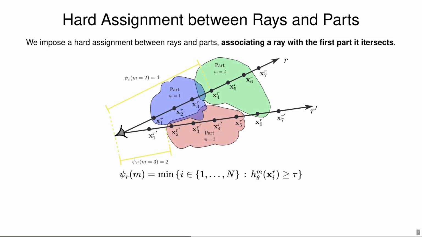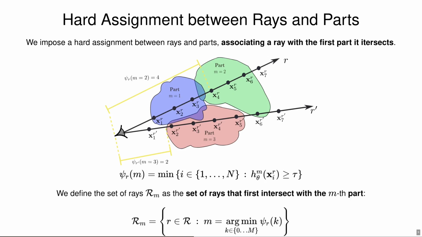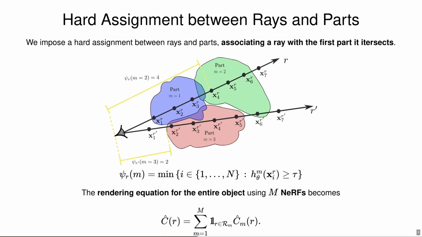In order to achieve this, for each ray we retrieve the index of the first point that lies inside each part using the function psi. Then, we define the associated rays to the mth part as the rays that first intersect with that part. The rendering equation for the entire object becomes a function of the hard assignment, as the color for a ray r is only rendered using the associated part occupancy and color predictions. Note that when a ray is not associated with any part, it is rendered as the background color.